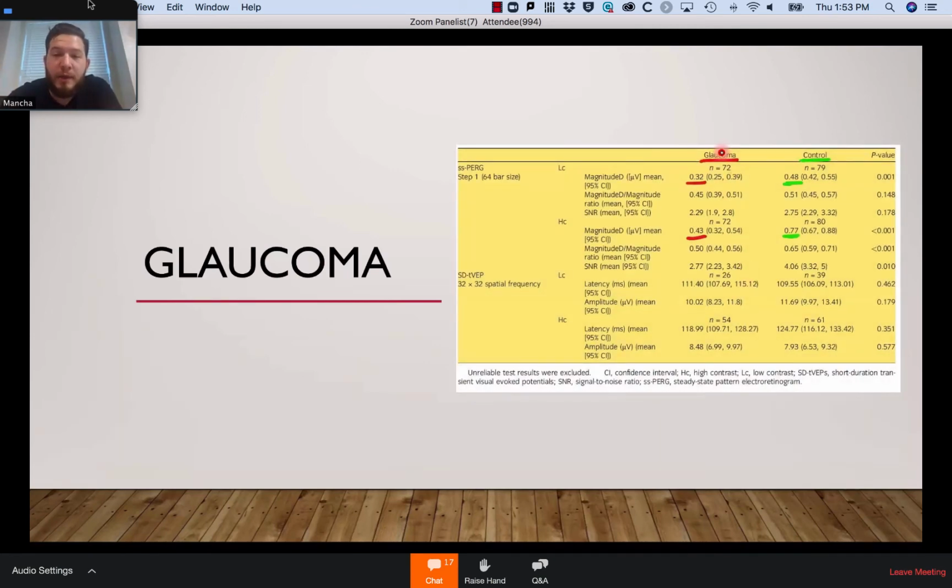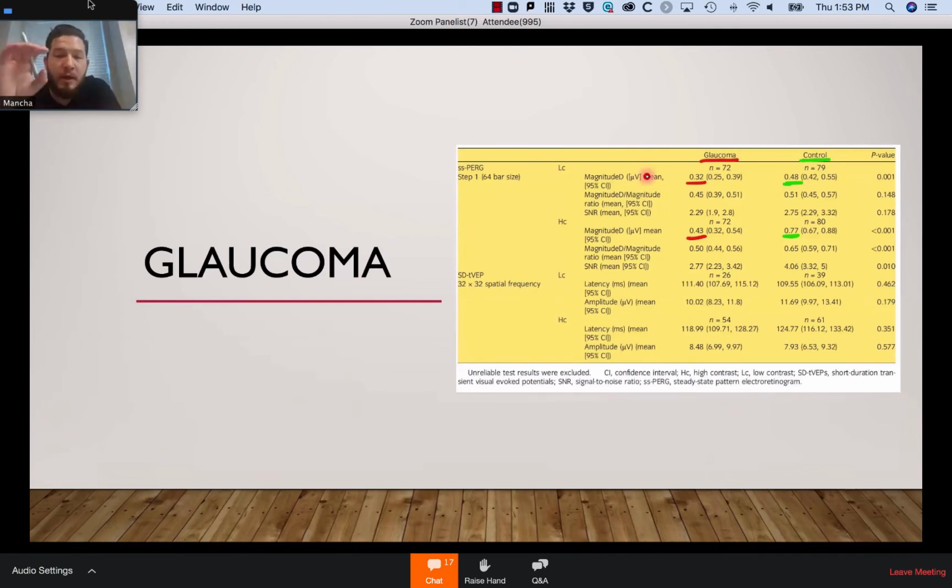So this is a lot of information, right? What the researchers were using was the pattern ERG and then the steady state or short duration transient visual evoked potentials to figure out if there are any changes between glaucomatous dysfunction and normal retina. The parameters of interest for this testing were the magnitude D, the magnitude ratio, and the SNR. This magnitude D is going to incorporate both the phase consistency of each response, aligning them and overlaying them.